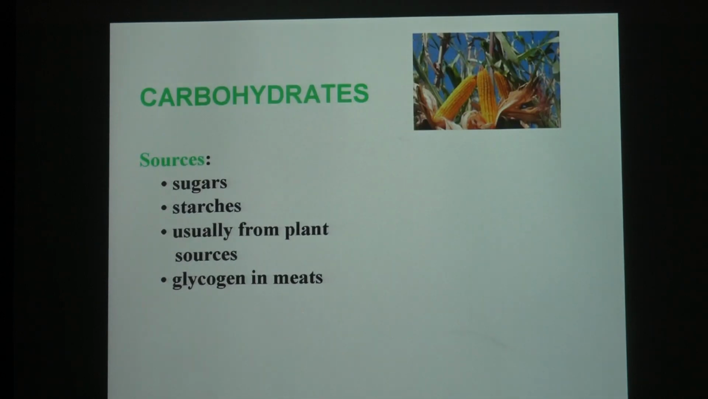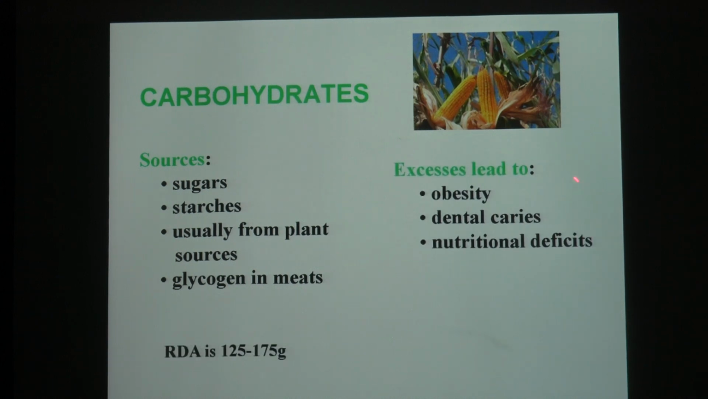So here we go with the carbohydrates. Here are sources generally from plant. There is a little bit of glycogen that's found in meat, but we're looking at starches and sugars generally. I don't care about the recommended daily allowances. However, excesses can lead to, number 1, obesity. Number 2, we talked about what dental caries are. They're cavities. Okay, so make sure that we're keeping check on the amount of carbohydrate going in.